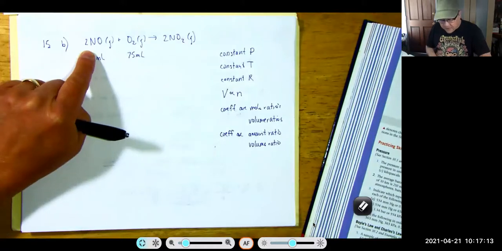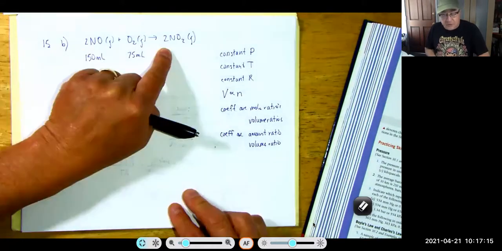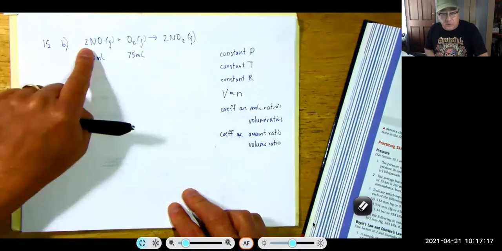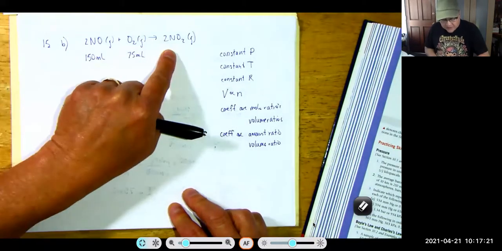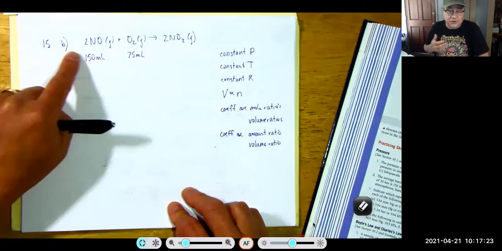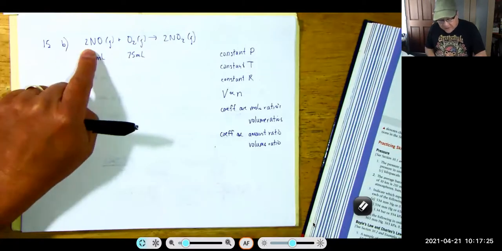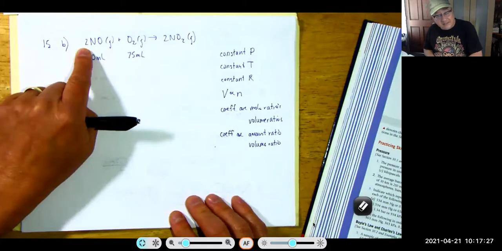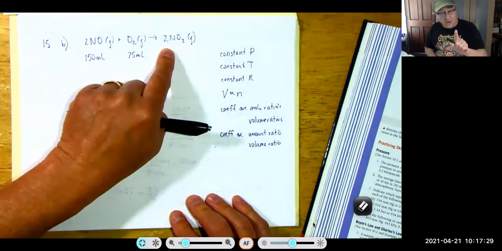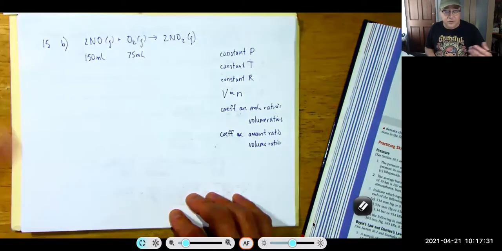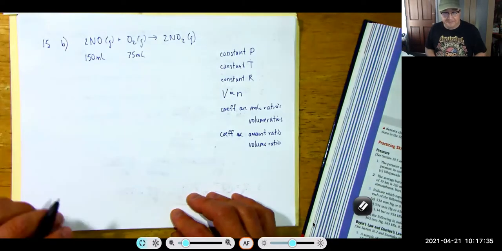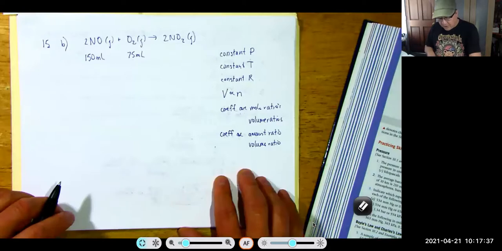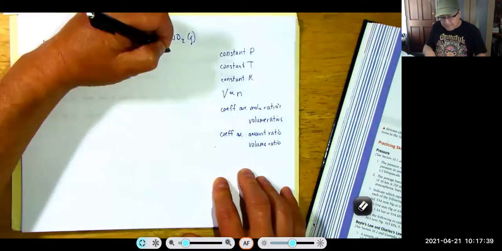Two of these and one of these make two of these. Or it could be 2 dozen of these react with 1 dozen of these and make 2 dozen of these. Or I could say that 2 represents 20, so 20 of these react with 10 of these to give me 20 of these. Or more commonly in chemistry, 2 mole plus 1 mole gives you 2 mole. Fair enough? Okay, so our question is how many milliliters?